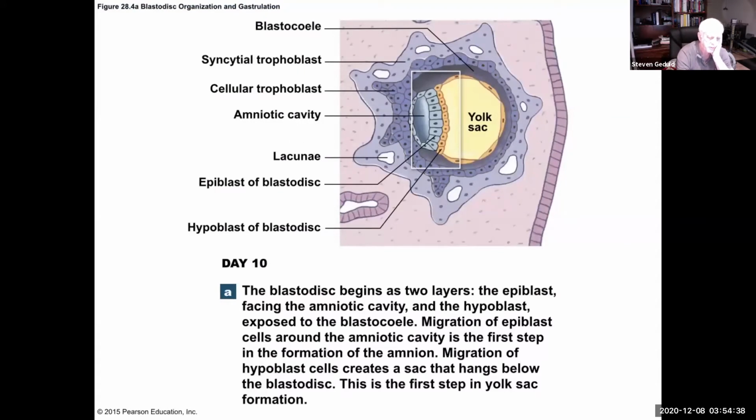Here's your blastocele. This is the syncytial trophoblast. It's the outside layer anchoring into the uterus. The cellular trophoblast is your outside cells. Here's your amniotic cavity, which is forming. This is the epiblast that forms the cells right around the amniotic cavity. And this is the hypoblast. Remember, this forms between the inner mass and the trophoblast cells: your epiblast and your hypoblast.